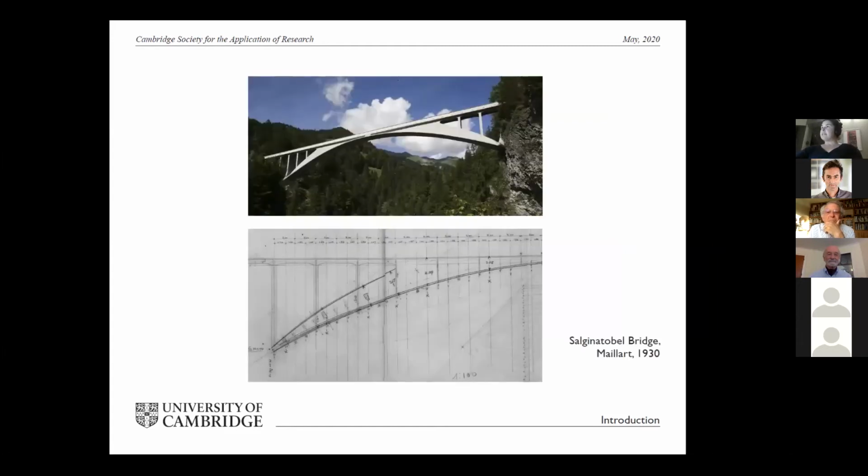Graphic statics declined through the 20th century for a number of reasons, such as the emergence of other competitive theories, but it did survive as a structural morphogenesis tool. Here we see a very nice example by Maillard, who was an eminent structural designer. Through graphic statics and through using the forces as a structural genesis drive, he was able to design those very elegant concrete bridges that use material in a very efficient way.